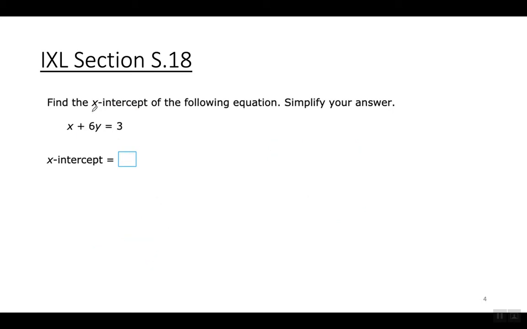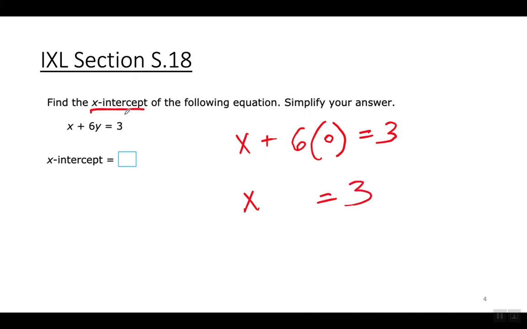Again, to find the x-intercept, all I'm doing is substituting a 0 for y and solving for x. x equals 3. And to find the y-intercept, I do the opposite. To find the y-intercept, I substitute a 0 for x and solve for y.